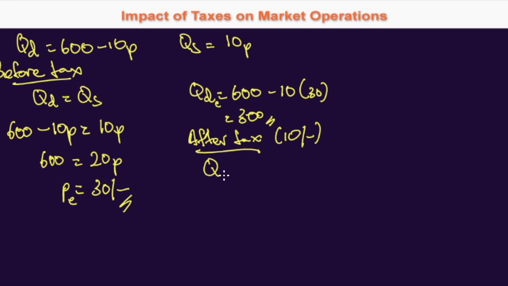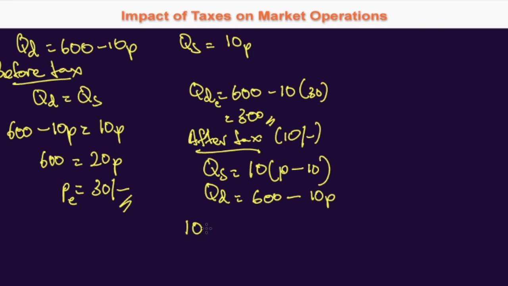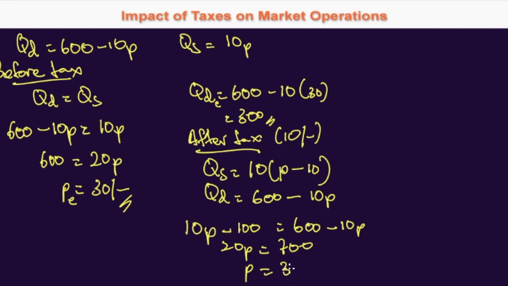So for quantity supplied, it will be 10 into P minus 10. This is the amount that they are going to receive as producers, but the consumers are still going to pay 600 minus 10p. So if we set quantity demanded equal to quantity supplied, we would find that 10p minus 100, 10 into p minus 10 into 10 is 100, equals 600 minus 10p. So 20p would be equivalent to 700. So p would be equivalent to 35 rupees.